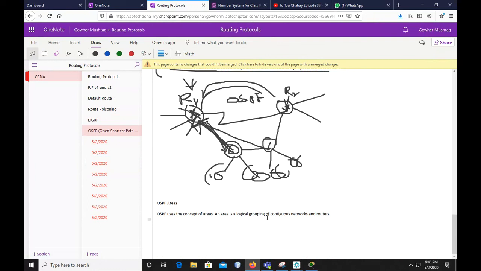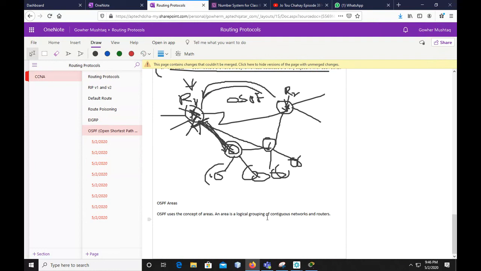If it's a network of 50 routers, it will be a very difficult process for one router to share the network topology with every other. It will use more bandwidth, and convergence will be very slow. It will not be as fast as EIGRP. Are you understanding?